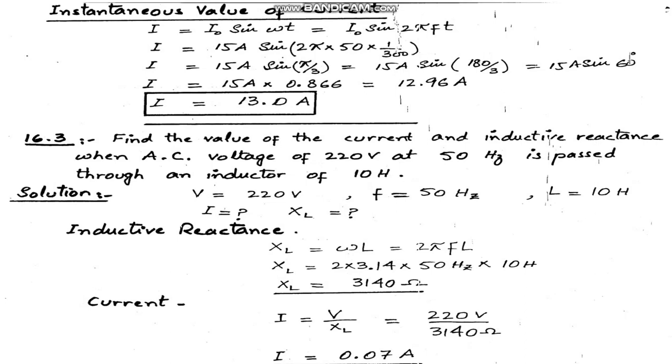So next, that is current. The current I is equal to V over XL. So V, that is given in the question, we put in here, and XL we found in the above section, put in here. After solving, we get the answer I is equal to 0.07 ampere.